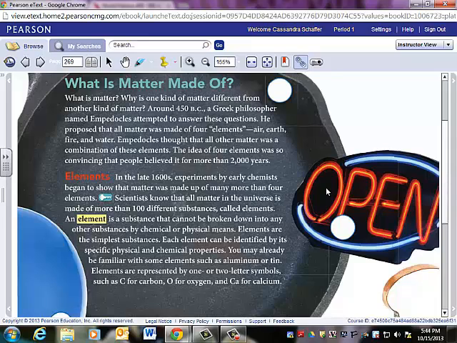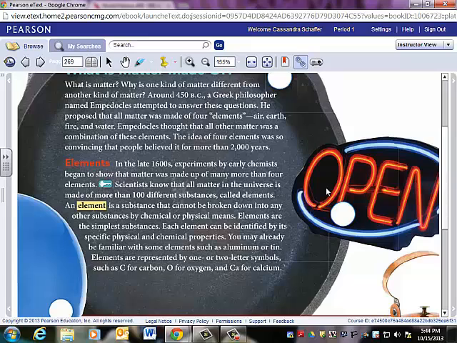Each element can be identified by its specific physical and chemical properties. You may already be familiar with some elements such as aluminum or tin. Elements are represented by 1 or 2 letter symbols such as C for carbon, O for oxygen, and Ca for calcium. So let's stop and talk about this paragraph.